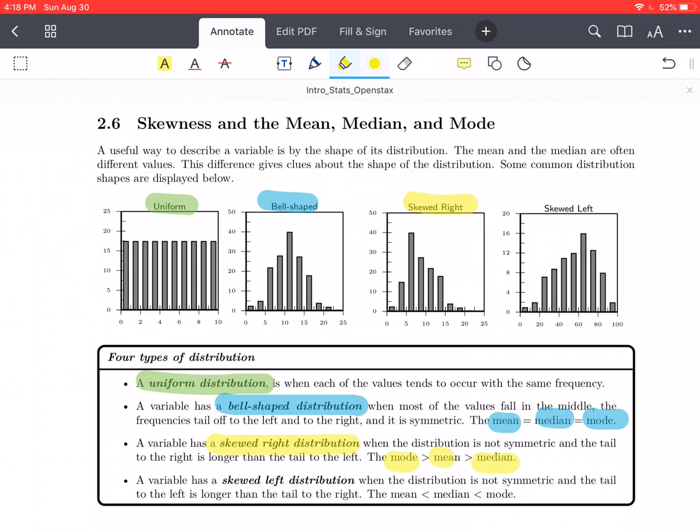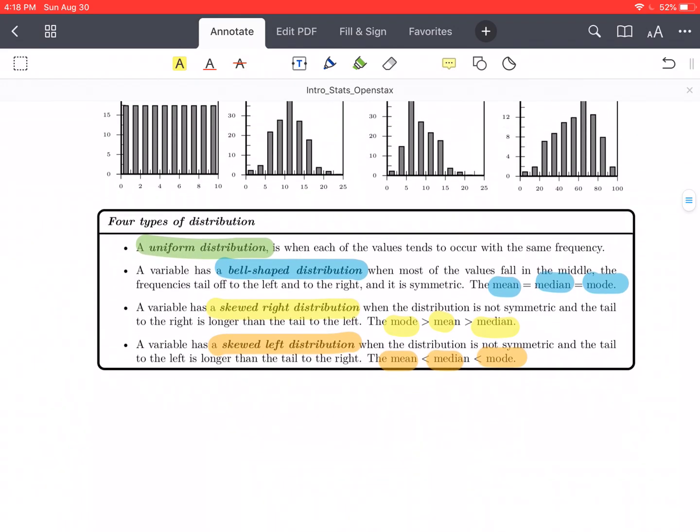Okay, and then we have, conversely, a skewed left distribution. This is when it's not symmetric and the tail to the left is longer than the tail to the right. So again, for a skewed left distribution, all the data is on the right. Okay, so kind of backwards of how you would think. And then the mean is less than the median, which is less than the mode. All right. So that's it for 2.6. So just a nice short section just introducing us to those types of distributions, those shapes that we're going to be working with later on in the course.